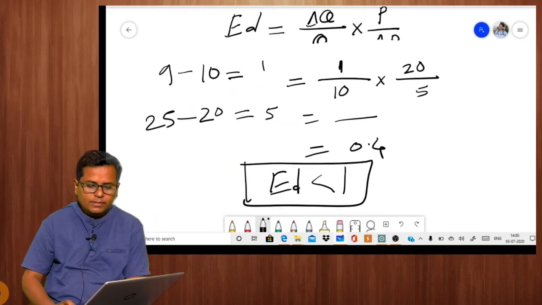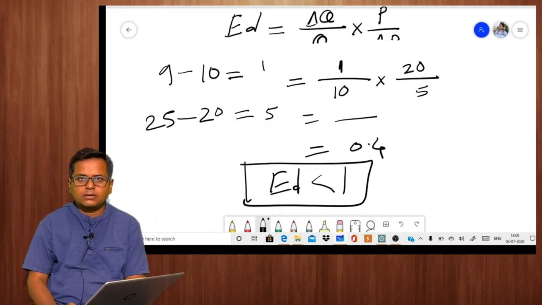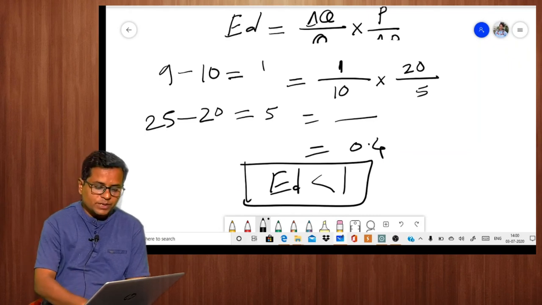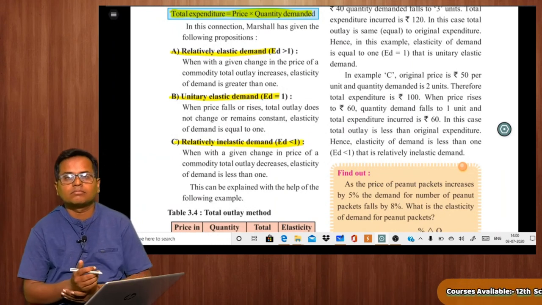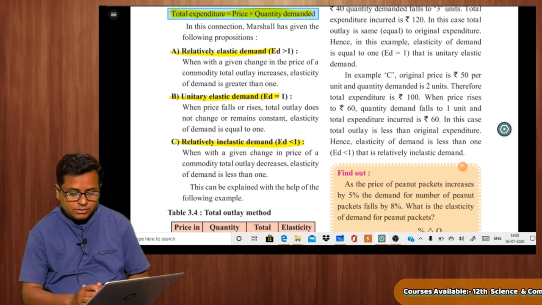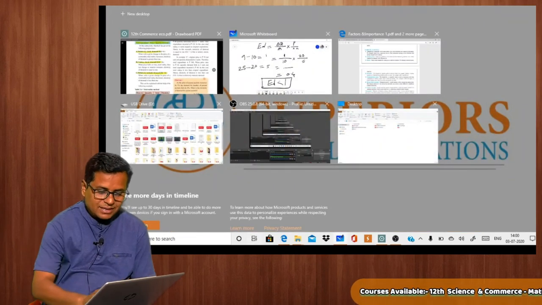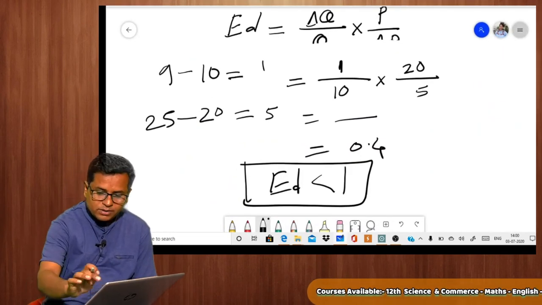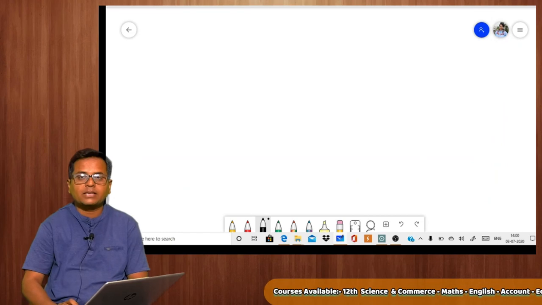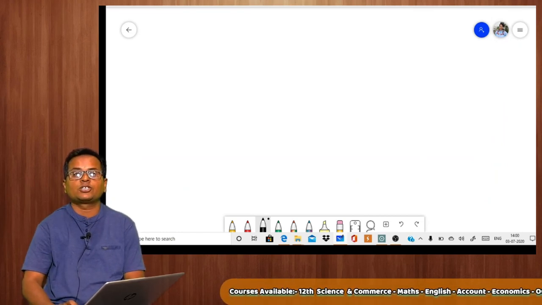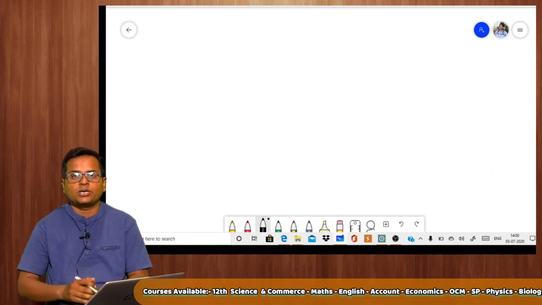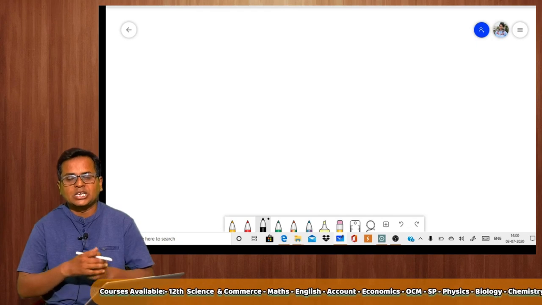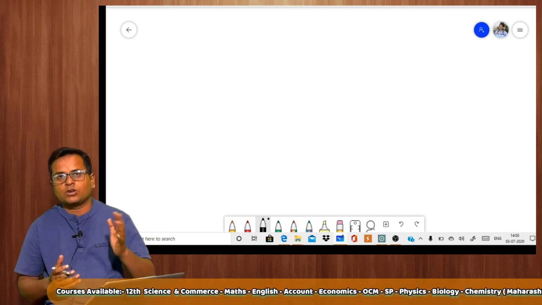When there are inverse relationships between price and total expenditure made on a commodity. What kind of relationships? When there are inverse relationships between the price and total expenditure made on a commodity, it means the total expenditure made on a commodity is changing in the opposite direction of price.